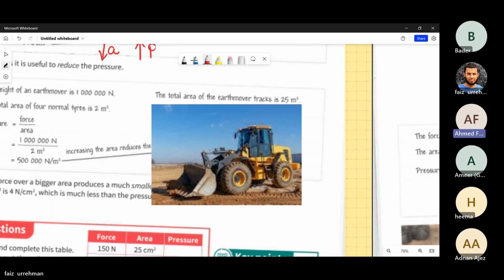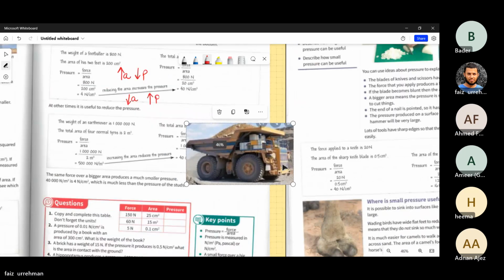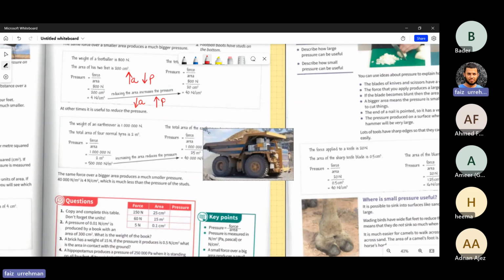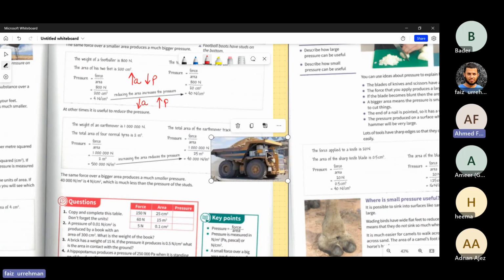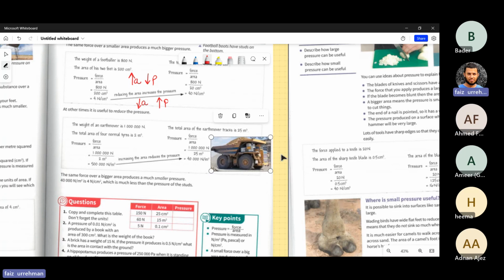Big car. Great, for a big boy. So these are earth movers. Their weight is what? 1 million Newton. And how many kgs?